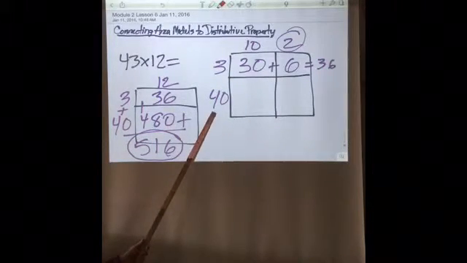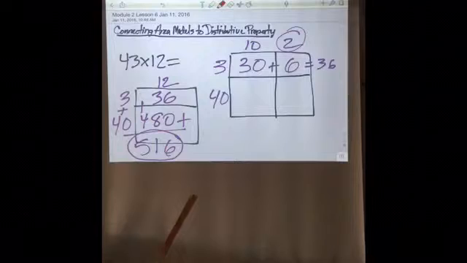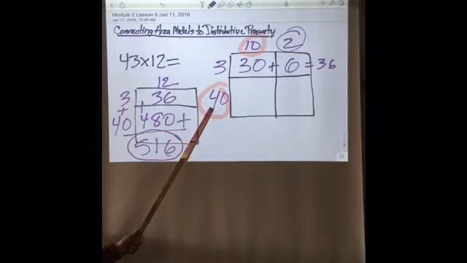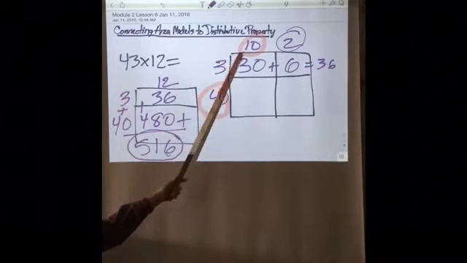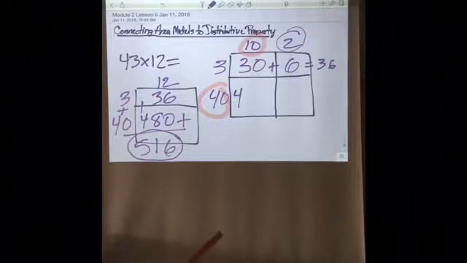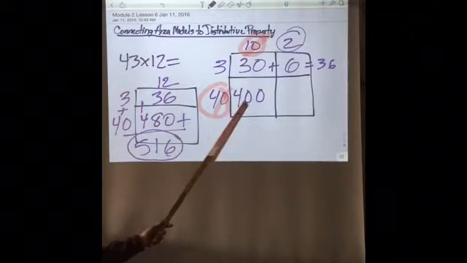We're going to multiply the 40 times the 10. So 40 times 10. Let's make this really easy on ourselves. Let's multiply the 4 times the 1. 4 times 1 is 4. And then how many zeros do I have? I have 1 0 on the 10 and 1 0 on the 40. So that means I'm going to add 2 zeros. It's going to give us our 400.